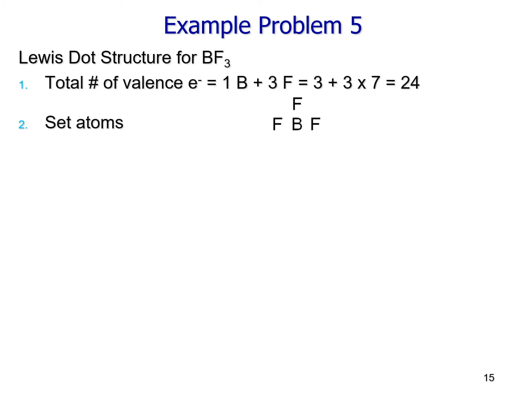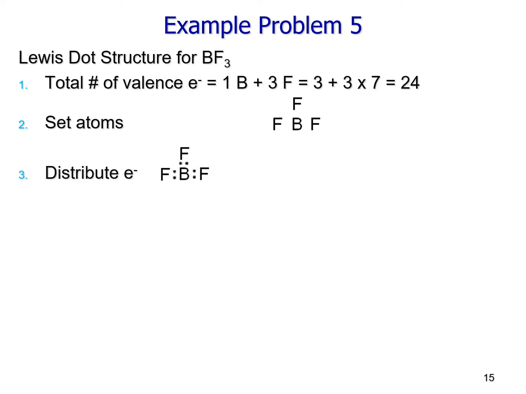Total number of valence electrons: we have 1 boron and 3 fluorine. Boron, if I remember correctly, is in group 3A. So 3 times the 3 fluorine with 7 valence electrons each, so the total number of valence electrons is 24. Boron is less electronegative, obviously, because fluorine is the most electronegative. Fluorine becomes the terminal atom, and by the way, fluorine cannot be the central atom; it has to be the terminal atom.